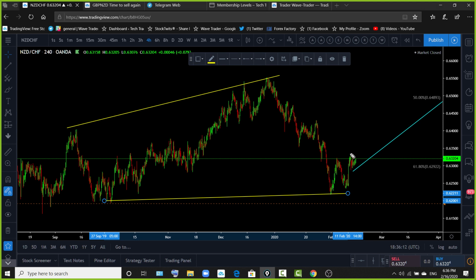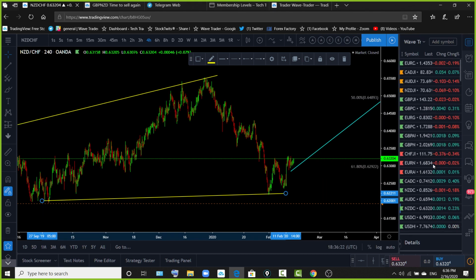Okay, correction and continue to go higher, or test this bottom. Okay, and buy on the Kiwi Chief. So from previous bottoms, reversal on the Kiwi Chief.